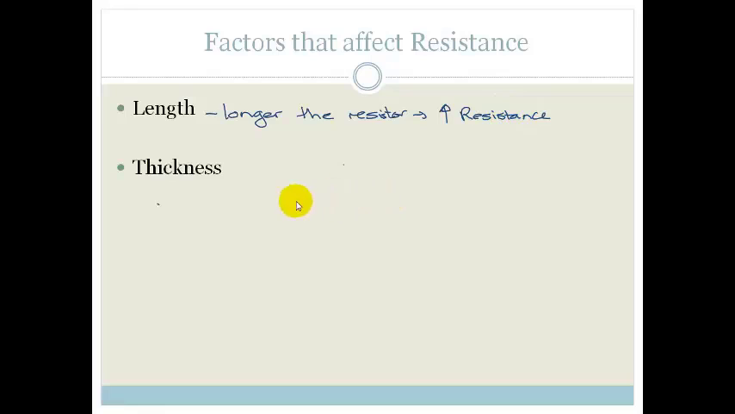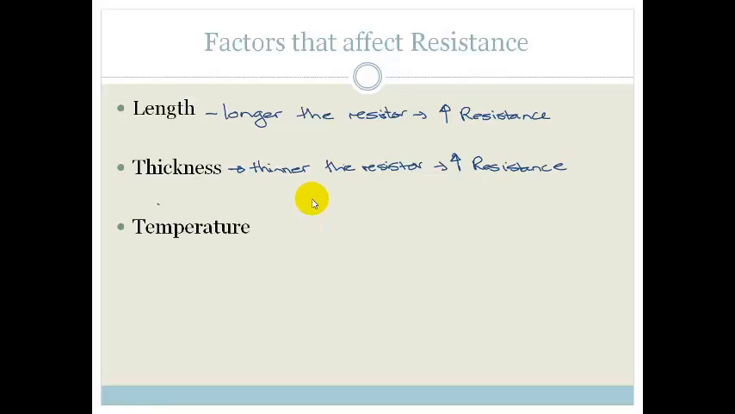The thickness. Now this is an interesting one, because you need to think about it this way. The thinner the wire, the more difficult it is to get the electrons through. So the thinner the wire, or the thinner the resistor, the greater the resistance. If we've got a nice fat wire, then it's going to allow the electrons to flow through very easily.